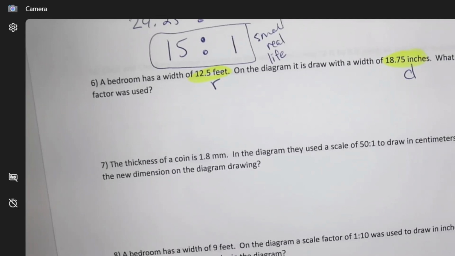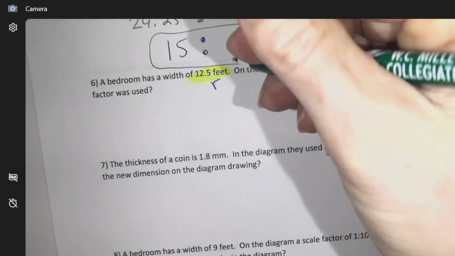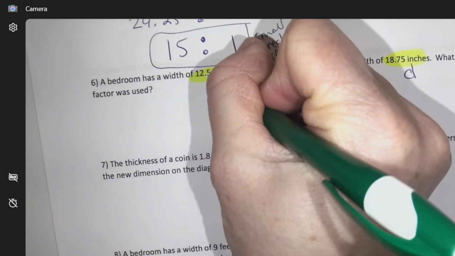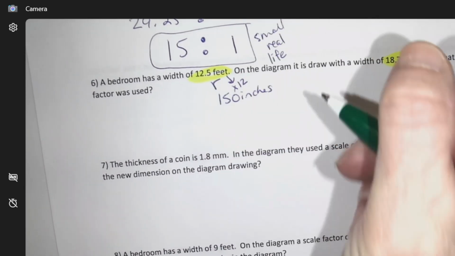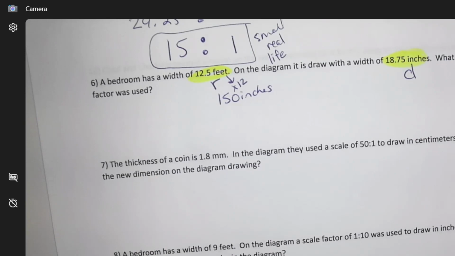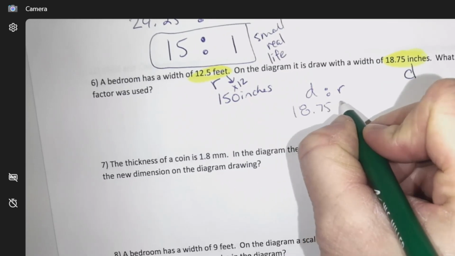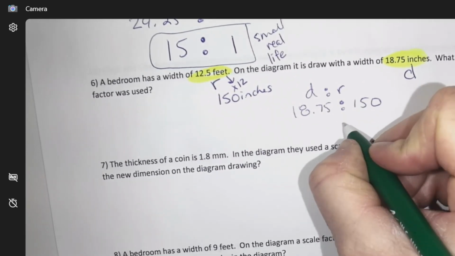So again, I'm not going to put this number on the test. I think this one is one of them that you should know in real life. So in a foot, how many inches do you have in there? 12. So I'm going to times this by 12. Okay, so diagram to real. Diagram to real makes 18.75 to the real 150.